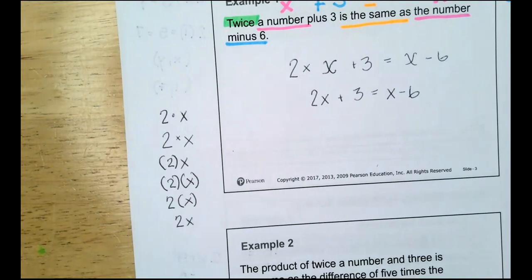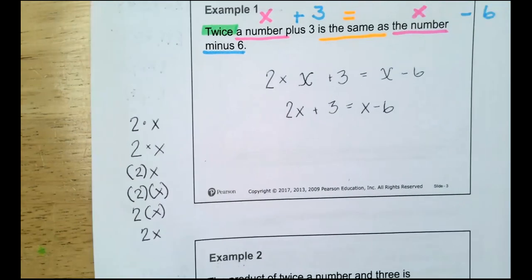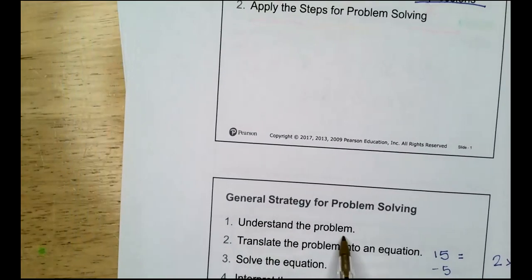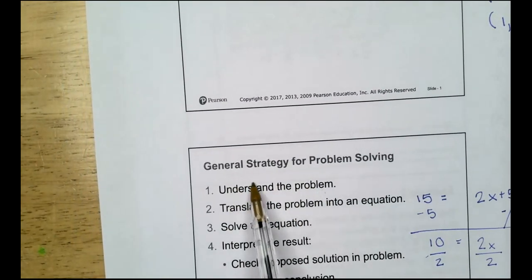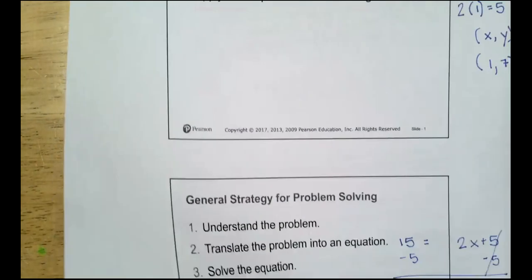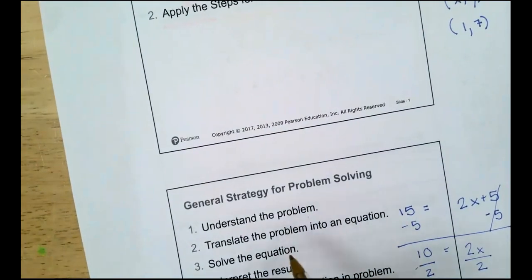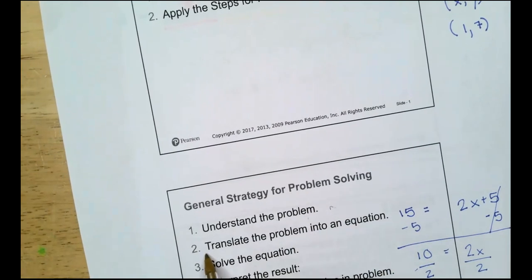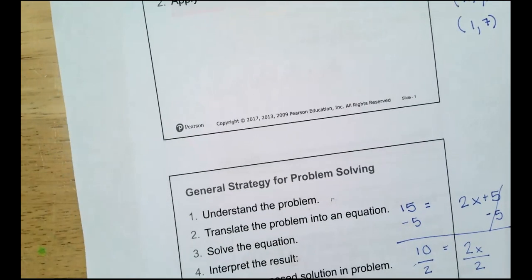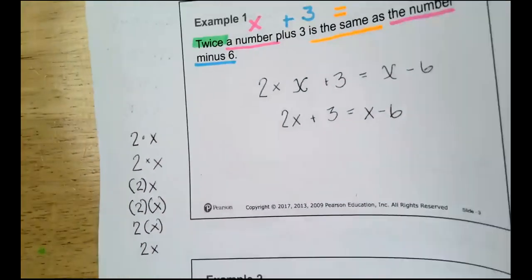Good? Okay, now, what were our instructions? Understand the problem. So I translated it. I understand the problem. I knew what twice meant. I knew what minus 6 meant. I knew when I had the phrase "the number" to change it to x. I understand it. I translated it into a problem or an equation. Now I need to solve the equation, part 3, okay?